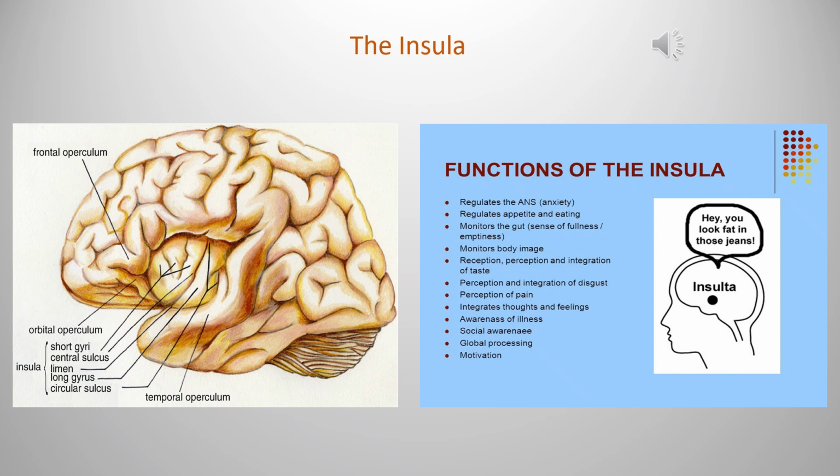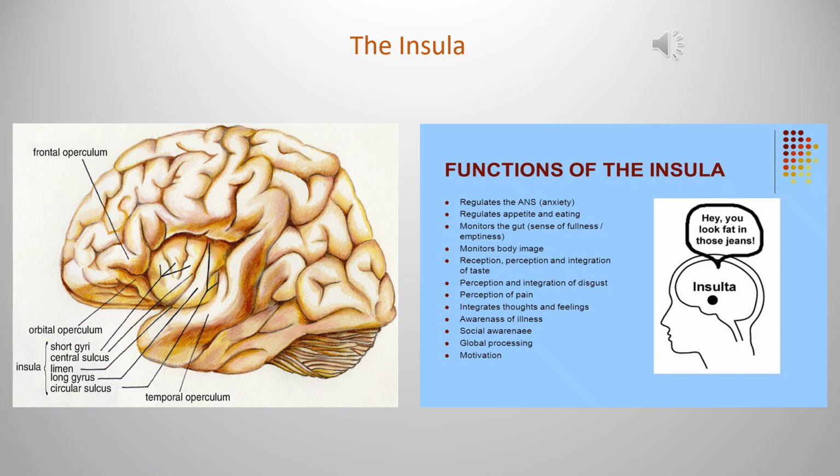As far as regulating the autonomic nervous system, nah, that is a hypothalamic function. Regulate appetite and eating, that is a hypothalamic function. So I'm thinking that this guy just kind of made up a few things. I would go with the sense of fullness and emptiness. The gustatory cortex, sense of taste, is located in the insula.